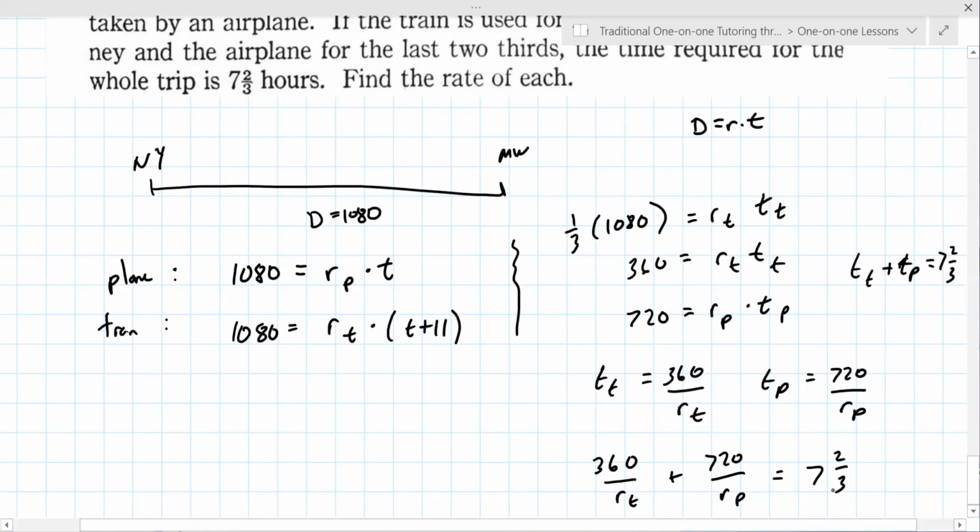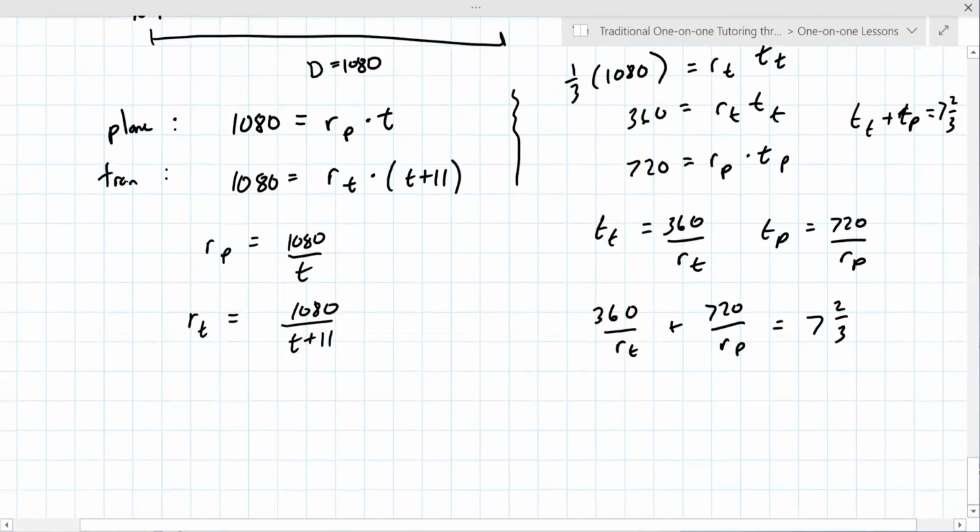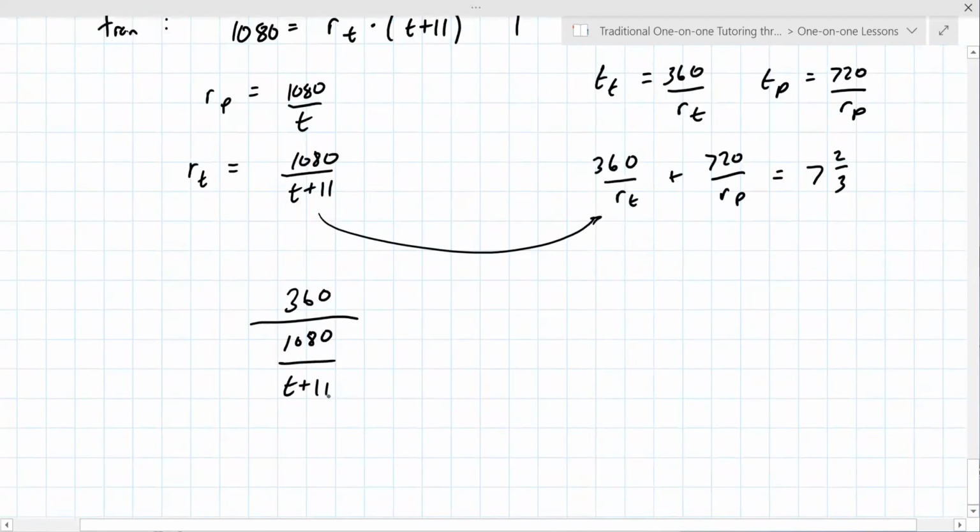Wait, is that the whole equation? No, because we're going to solve these for R_P and R_T. So this first one, R_P is equal to 1080 over T, and R_T is equal to 1080 over T plus 11. So these equations go like this: the first one goes in here. So you have 360 over 1080 over T plus 11, plus 720 over R_P, which is 1080 over T, equals 7 2/3.